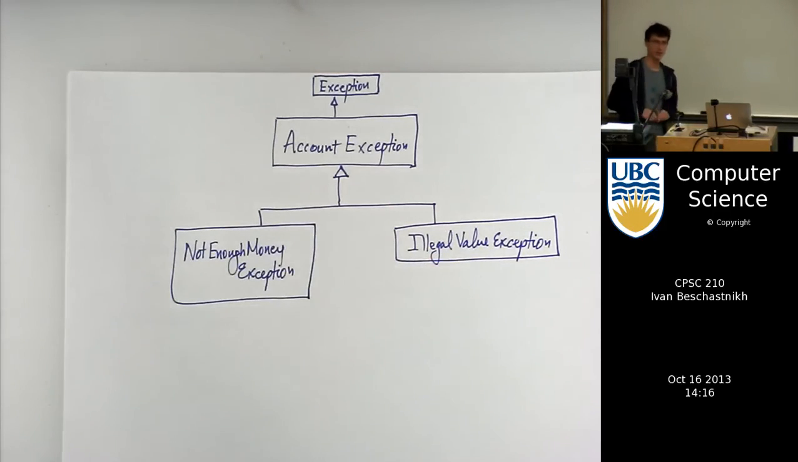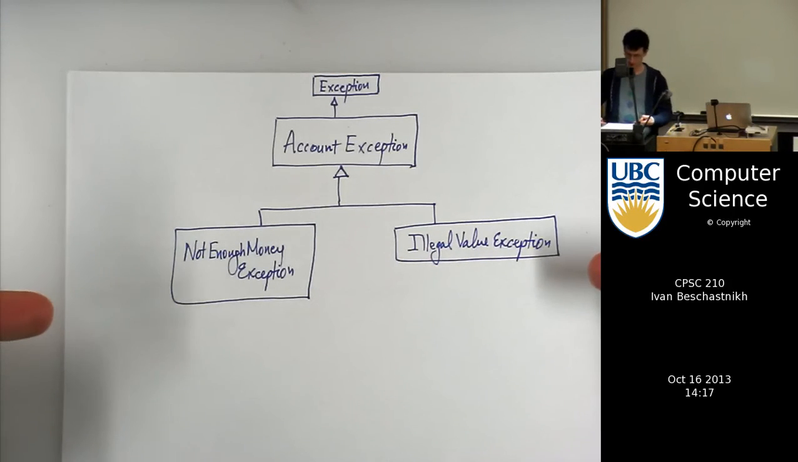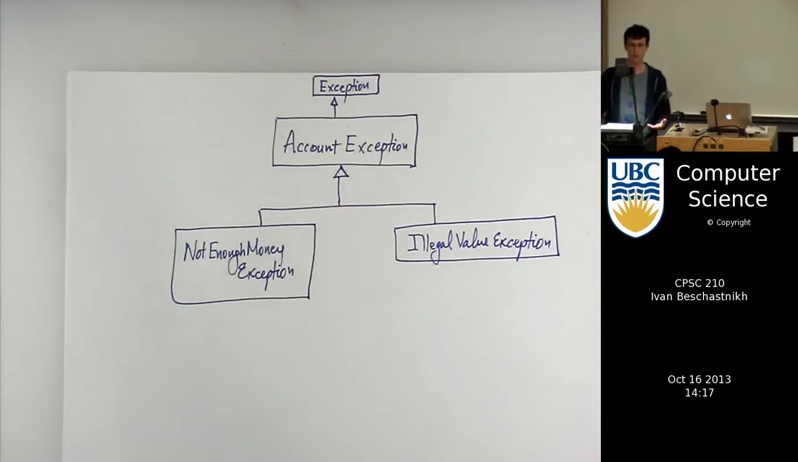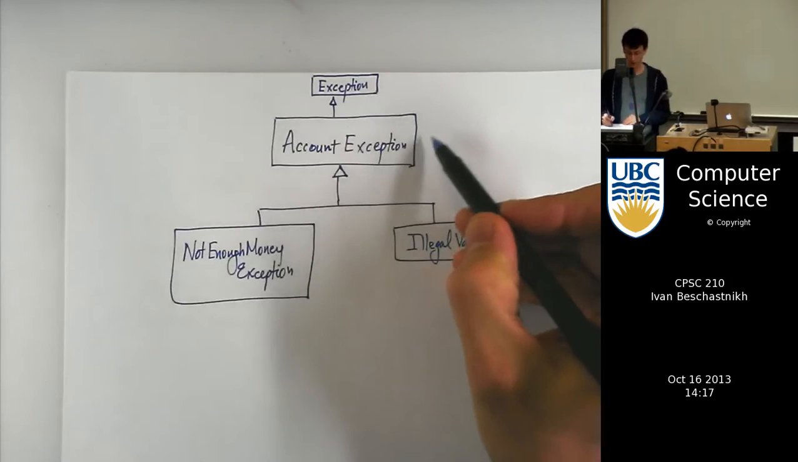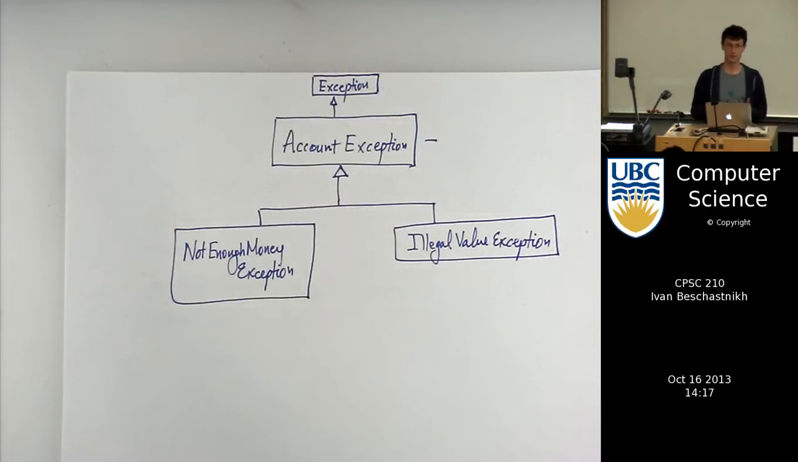Really tiny type hierarchy. And the little tiny type hierarchy allows me to talk about the set of all exceptions that are user defined within my project in terms of a single type, in terms of account exception. So it's an abstraction that I defined within my project to be able to reason about the set of all exceptions that have to do with account.